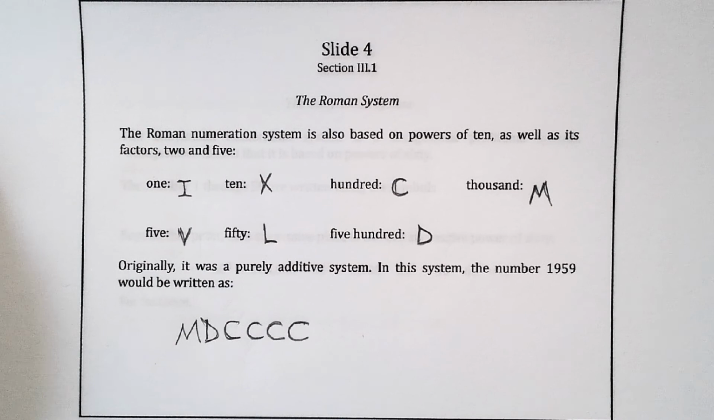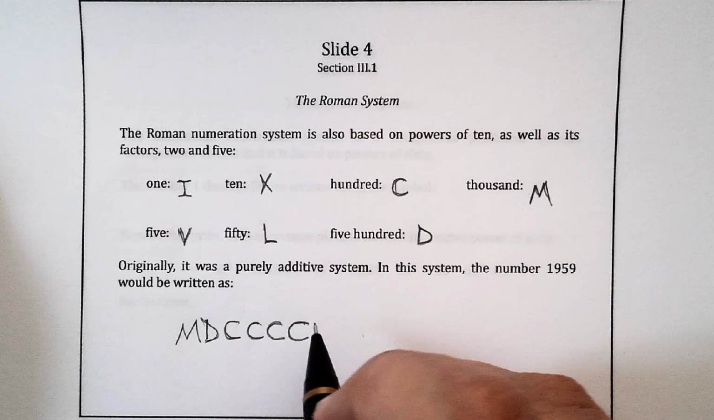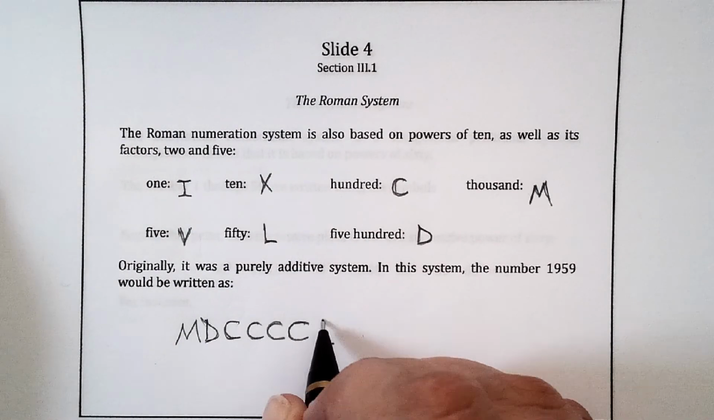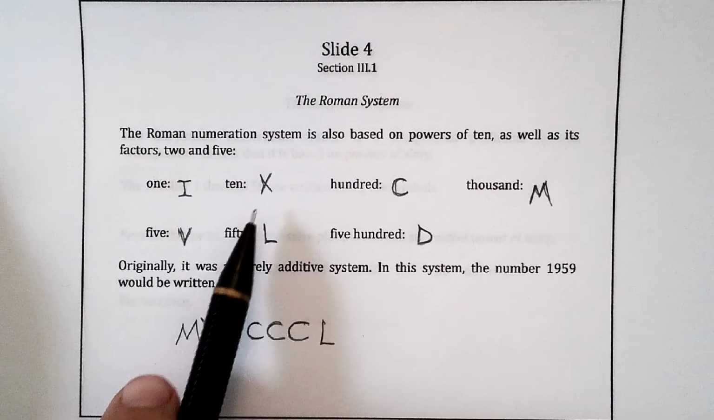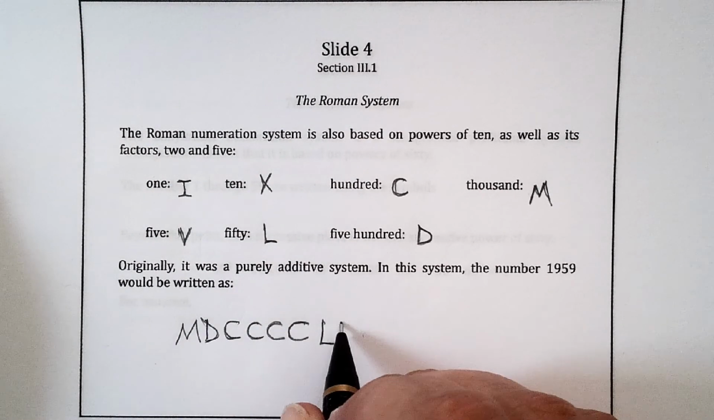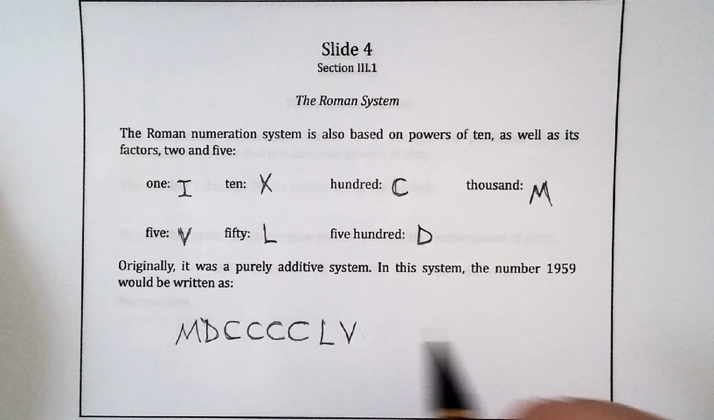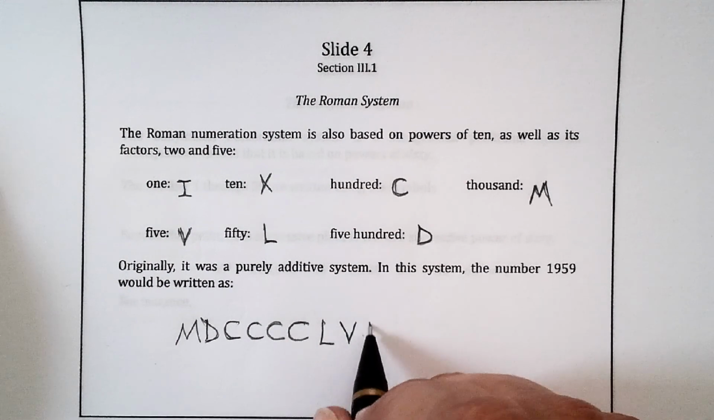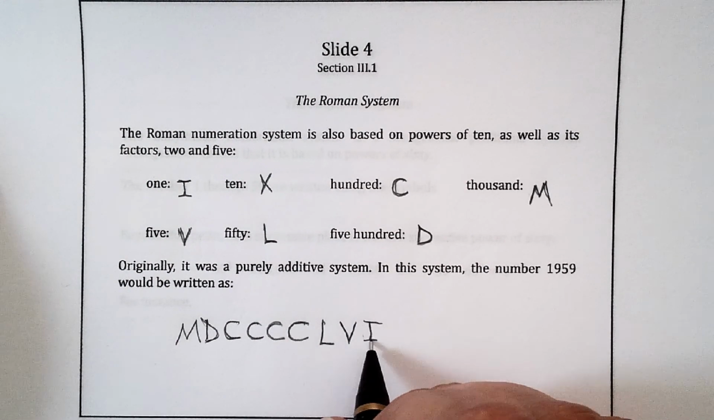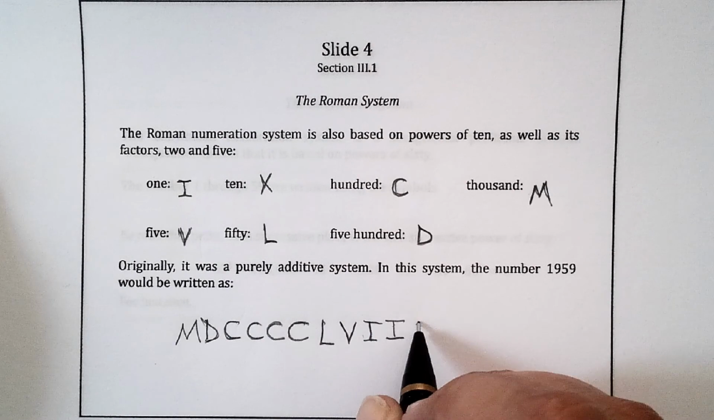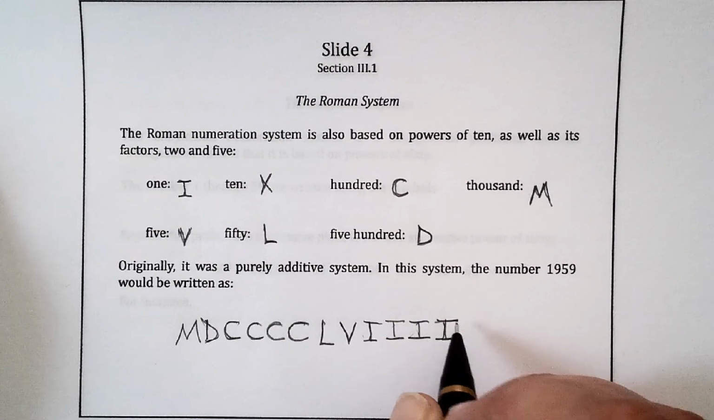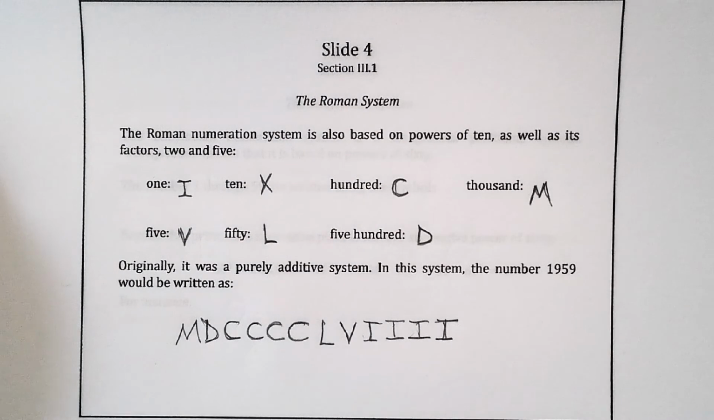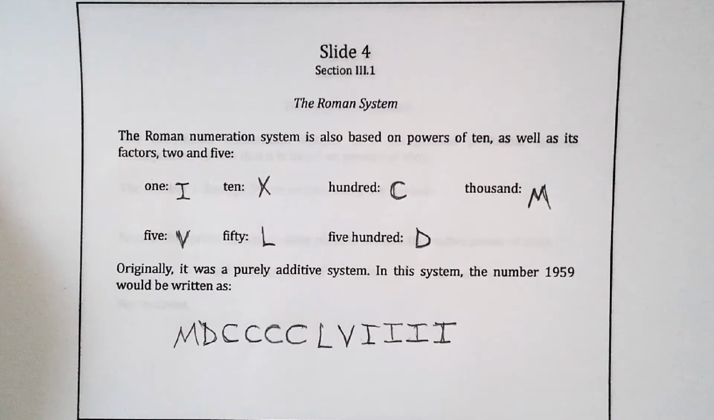Now we need to make up the 59. So next we'll need a 50. So that's 1,950 so far. And then we need the 9. We're not going to use any 10s for that, so we need a 5. So it's up to 1,955. And then 4 1s to get us up to the 9. So that's how the Romans would originally have written a number like that.